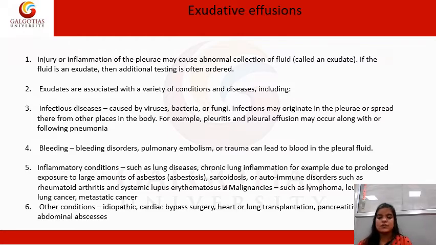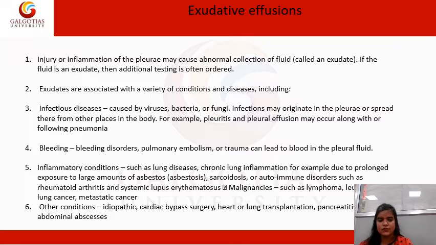So in transudative, basically there is no further testing we have to perform, whereas in exudative we have to perform further testing in order to check which kind of microorganism or bacteria is there. So further investigation is required. Inflammatory conditions such as chronic lung inflammation, for example due to prolonged exposure to large amounts of asbestos, sarcoidosis, or autoimmune disorders such as rheumatoid arthritis and systemic lupus erythematosus, are all reasons which can lead to exudative effusion.